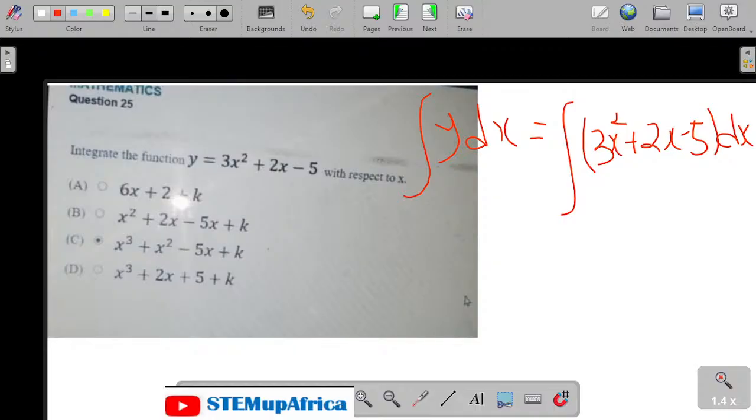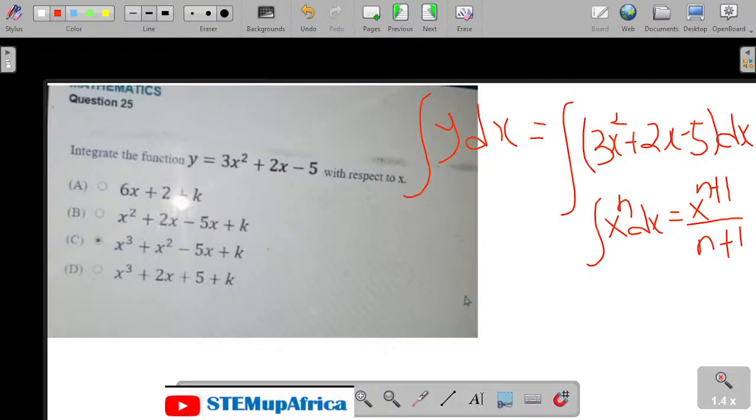So let's see the formula of integration. If you have to integrate x raised to the power n dx, it will give you x to the n plus 1 over n plus 1. So if we compare now 3x squared, our n is 2. The 3, 2 and 5 are constants. Our interest is the x. The number attached to it is a constant. We have no interest there.